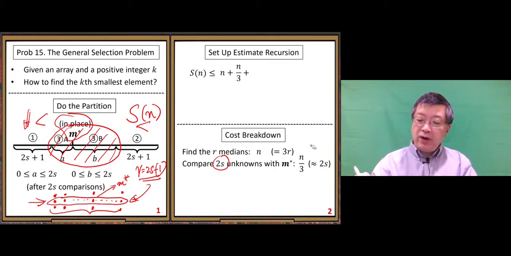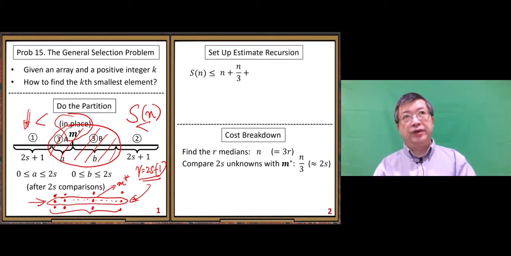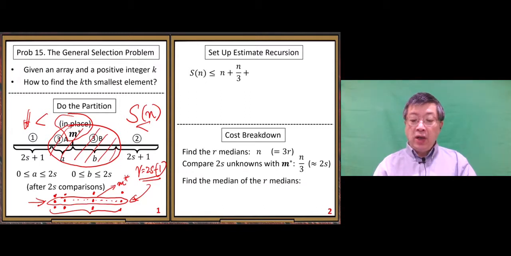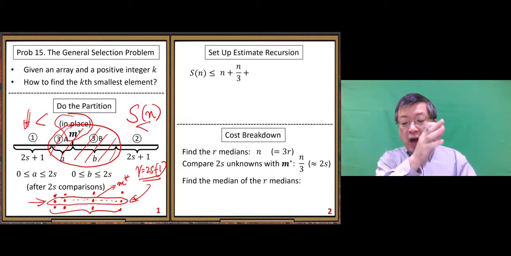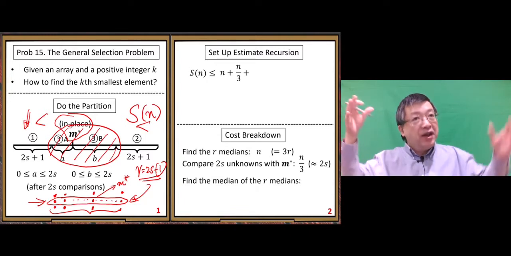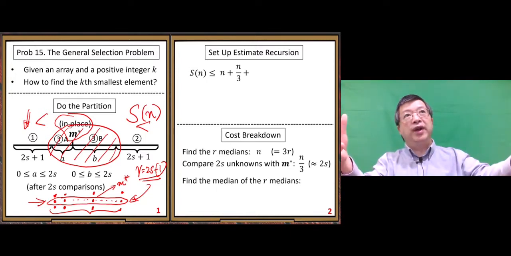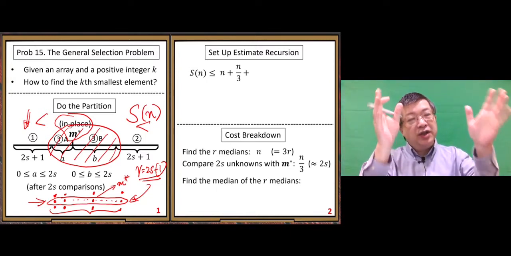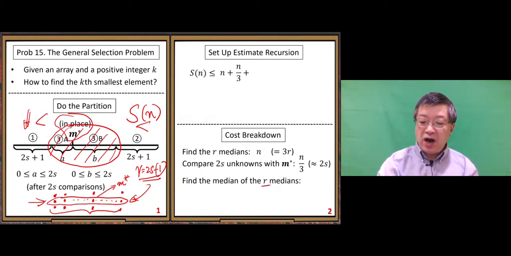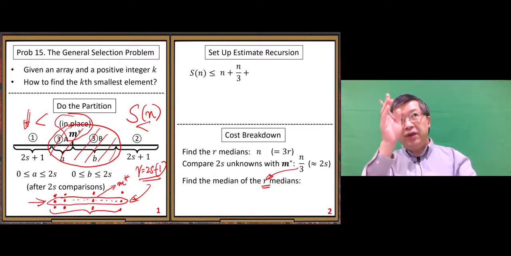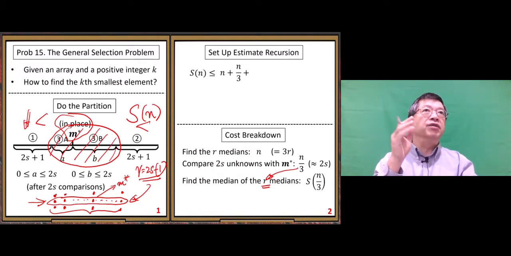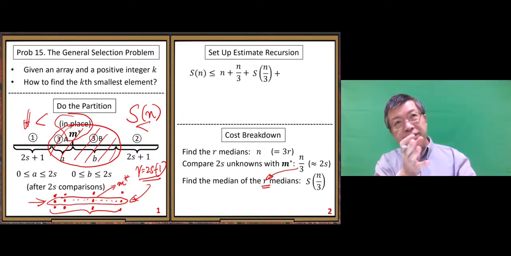The third term is the recursive function call. We need to find the median of the R medians. That is a smaller selection problem, so a recursive function call. What is the cost? It depends on the size. The size is R, which is 1/3 of n. So the cost of that recursive function call is S of n over 3. We add it to the inequality.